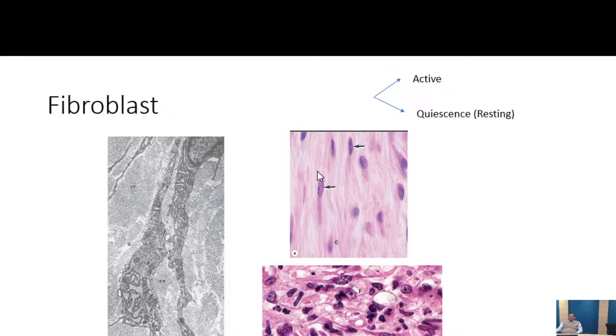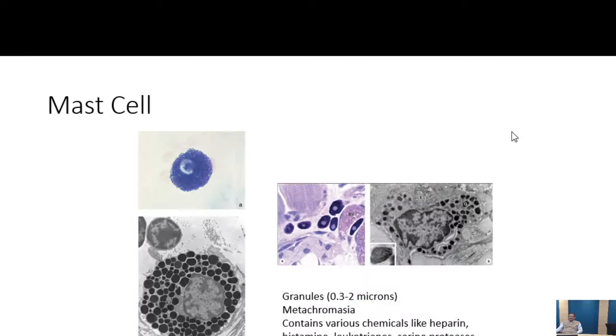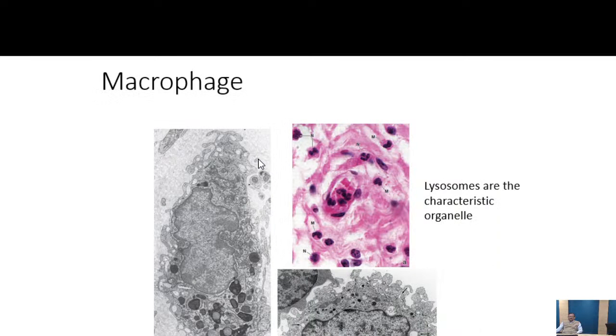The fibroblast can be active or quiescent or resting. If it is resting, it is known as a fibrocyte. And then we look at the mast cells. Under the electron microscope, you can see the granules of the mast cells. You see the number of granules which are present over here. This is a special stain which has been used to show the granules of the mast cells.